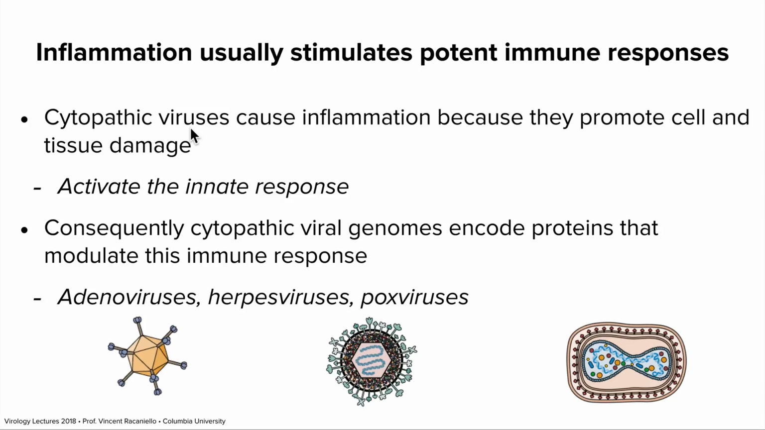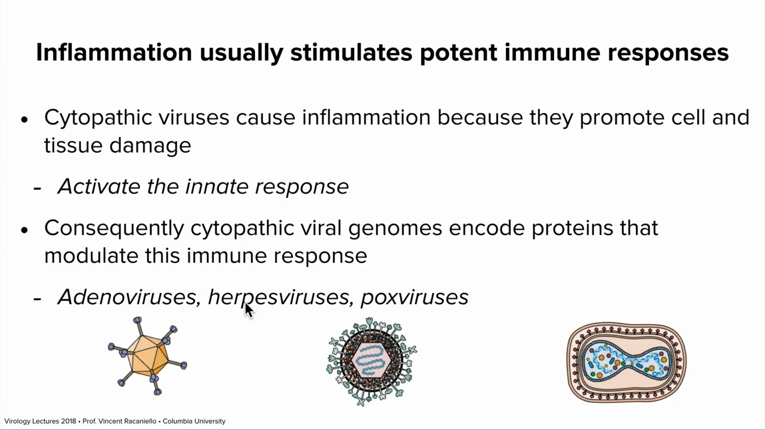Cytopathic viruses, viruses that kill cells, cause inflammation because they kill cells. And killing cells, making cells break up so that the pieces can be picked up by dendritic cells and other sentinels, is good because it gets the innate system moving. Those DCs make cytokines, and those cytokines start the inflammatory process. And that's why viruses that kill cells encode proteins to modulate the immune response leading to inflammation. They can modulate cytokines, for example. And these include adenoviruses, herpes viruses, and pox viruses.